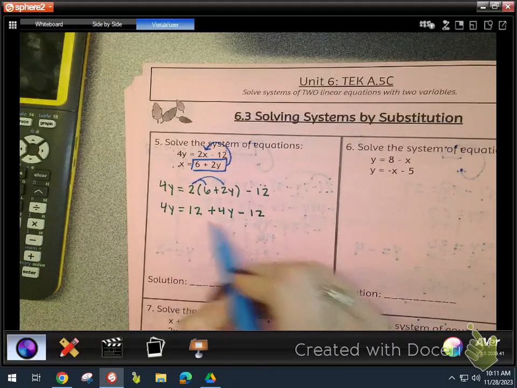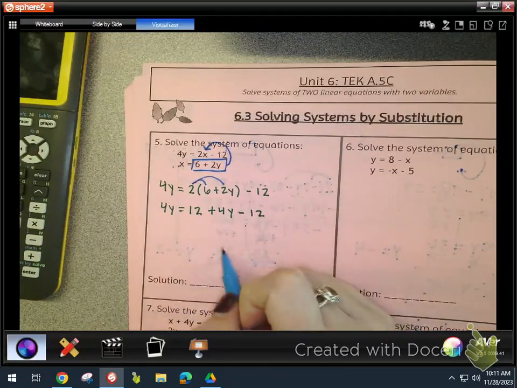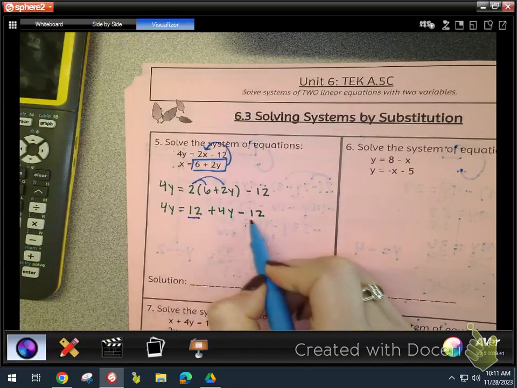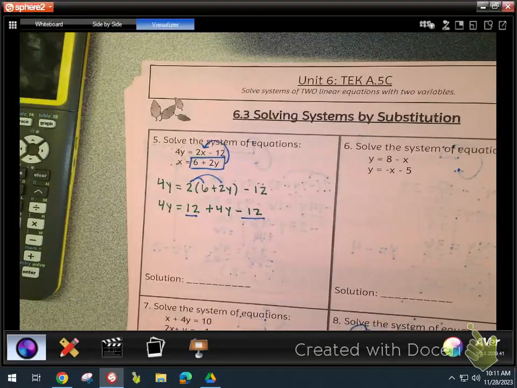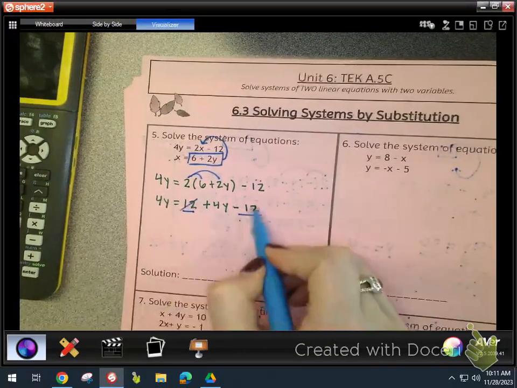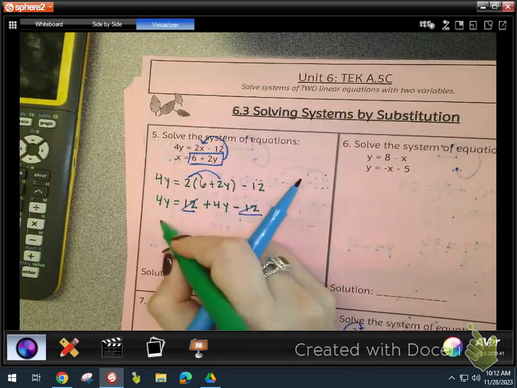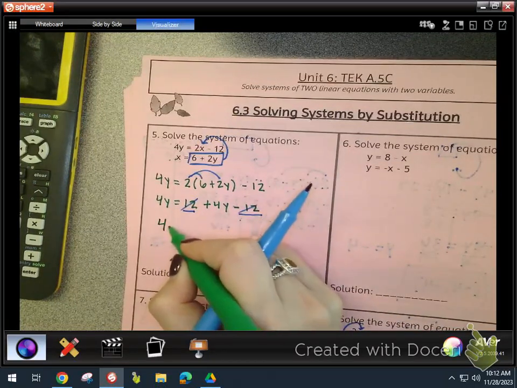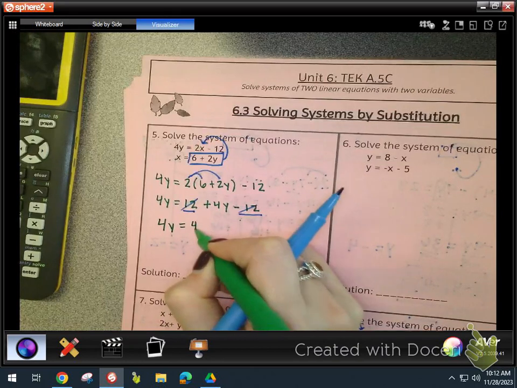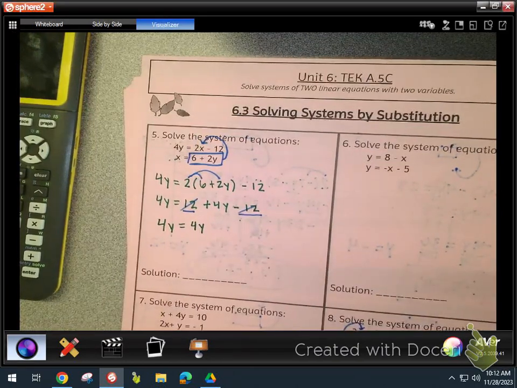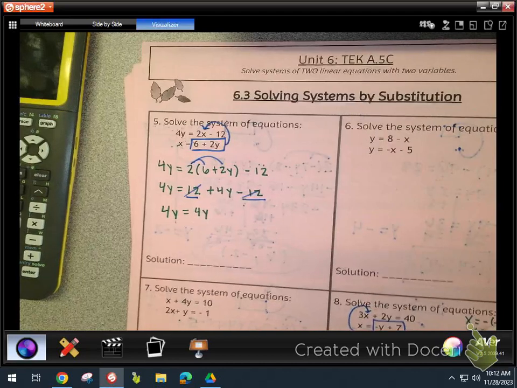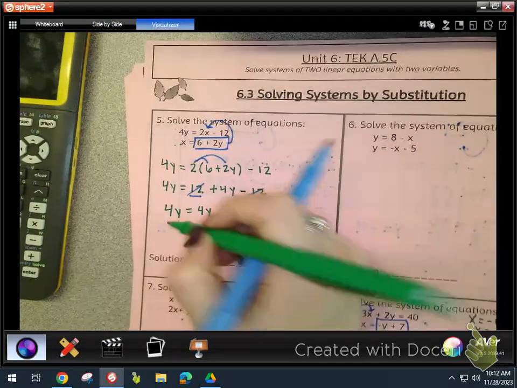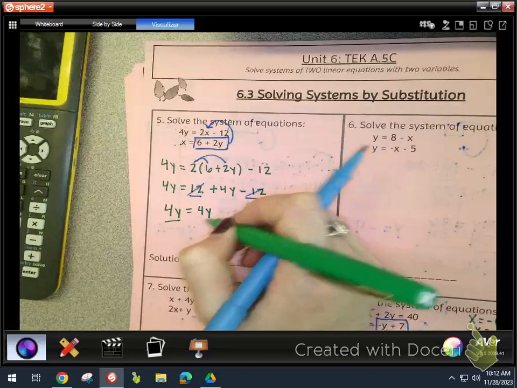Okay. What happens on the right-hand side now? What do I have to clean up? Combine the like terms, which are 12 and negative 12. But what is 12 plus negative 12? 0. Okay, so those are going to cancel out. And so what's left? 4y equals 4y. It's kind of weird, right? So what should we do now? I simplified. Okay, we could divide both sides by. What are we dividing both sides by? 4y.